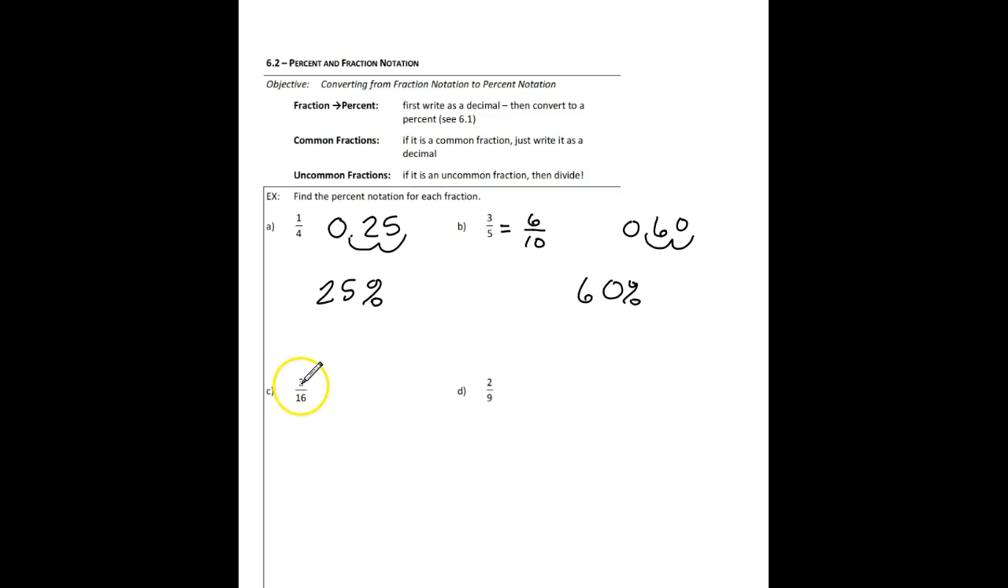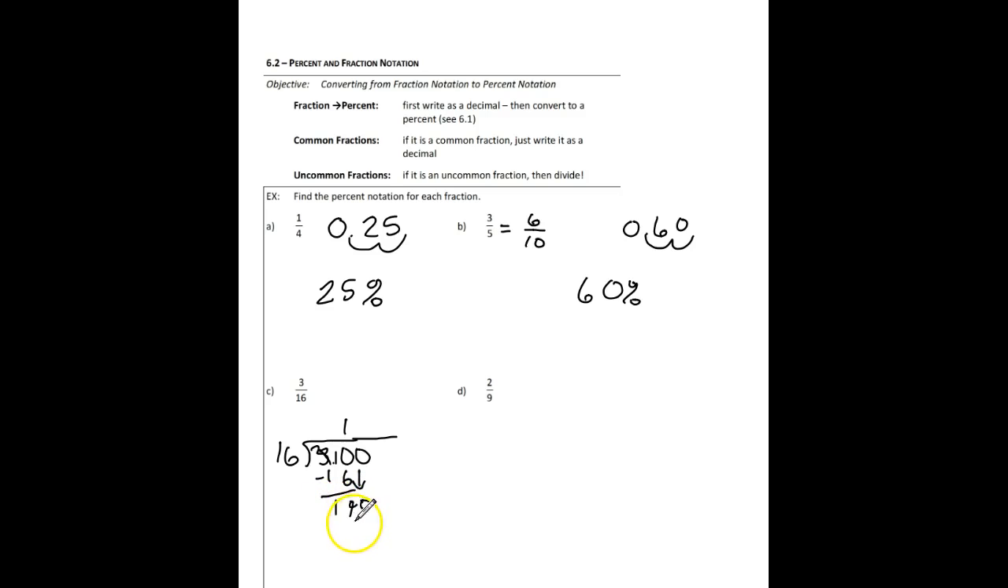On to the next one. 3/16. Now this is not one that I have commonly memorized. Maybe you do, but I don't. So I'm going to go ahead and divide. How many times does 16 go into 3? Well, it doesn't go into 3, of course. So I'm going to have to add a couple of zeros in order to figure this out. The first question is, how many times does 16 go into 30? Well, that's 1. So now we're going to do some long division here when I subtract and I borrow, and now I'm going to get 14. Oops, sorry, got to bring down our 0.